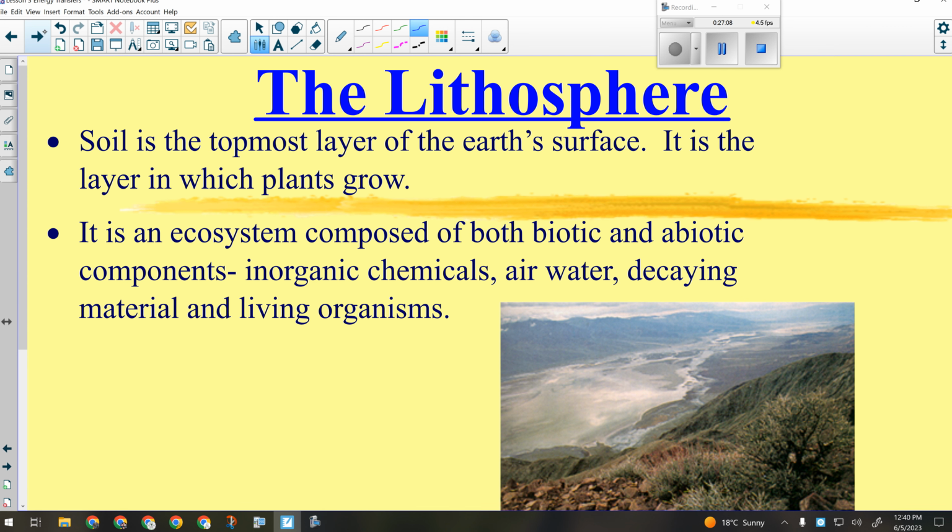All right, so the role of the lithosphere, like we said, is to provide soil. That's where plants can grow. Soil is its own little ecosystem. It's got living and non-living parts in it, and all of that produces the conditions necessary for certain plants to grow.